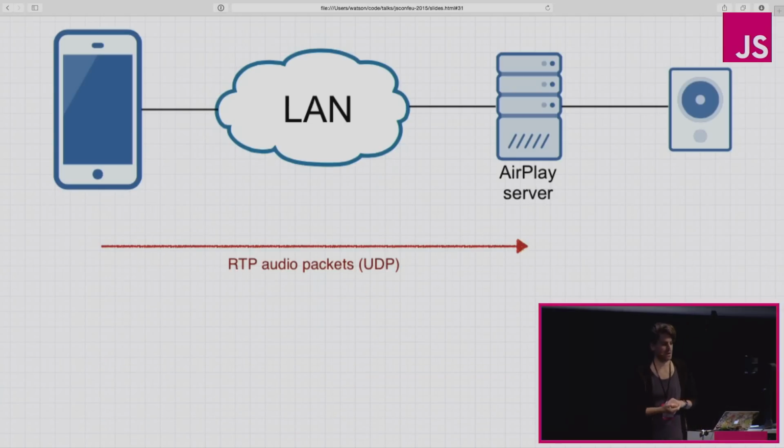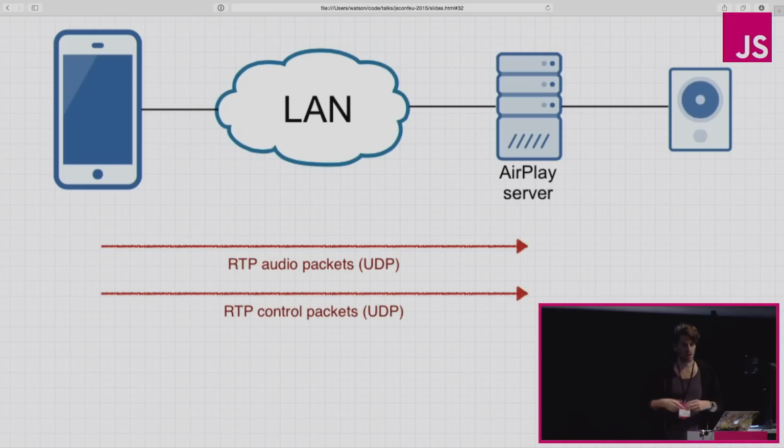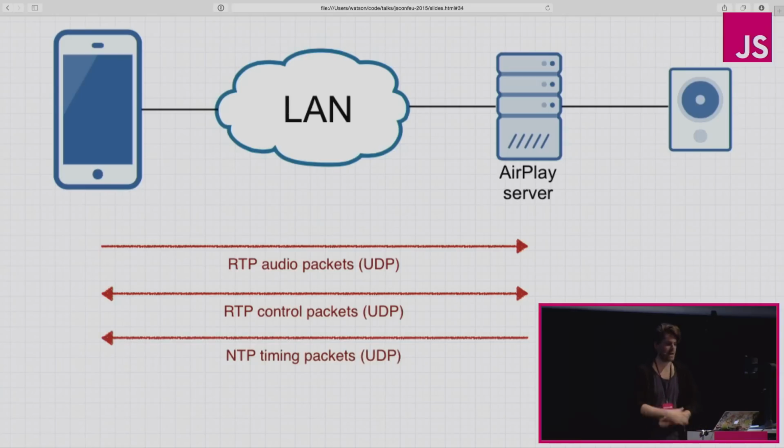And on the first port, it will send raw audio packets using UDP. On the second port, out of band of the audio, it will send control packets to say, hey, we need to do this or this. And the server can also send control packets back to say, oh, I didn't get that piece of audio, can you please resend it? And it will also send a heartbeat every 3 seconds saying, hey, this is my time, so you can sync multiple speakers in the room and have them all play in sync.